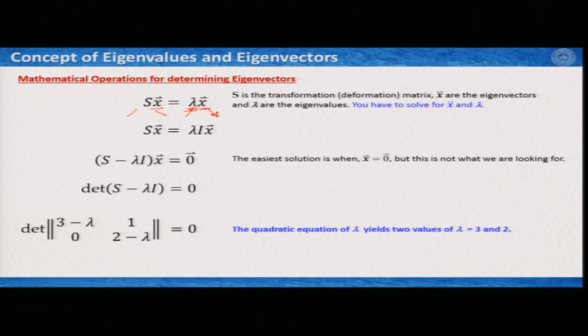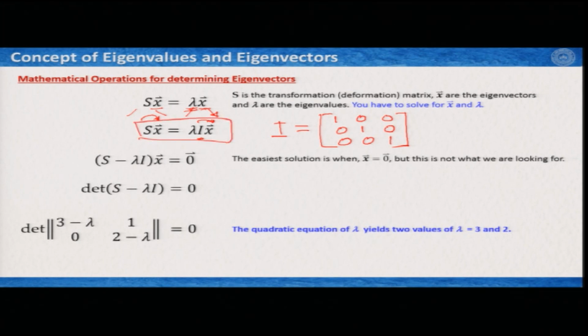Now to avoid this confusion, you can multiply lambda by a matrix here, which is known as the identity matrix. If I write it in 3 dimensions, it would look like this: 1 0 0, 0 1 0, 0 0 1. This is an identity matrix. If you add it here, it does not change anything, but then you are convinced that on this side we are doing matrix multiplication, and here we are also doing matrix multiplication.